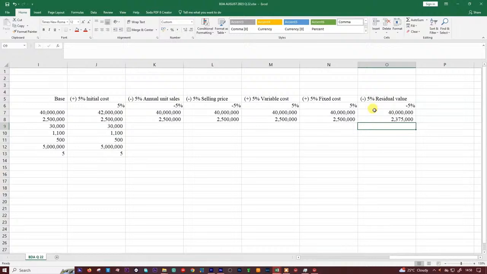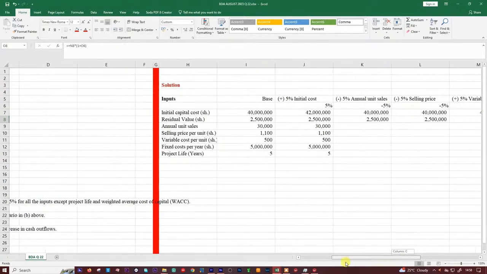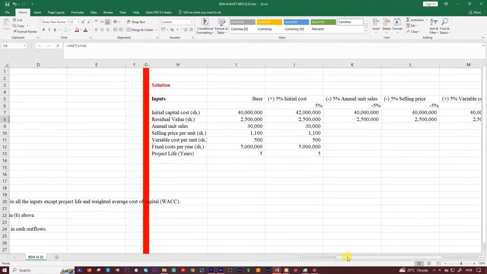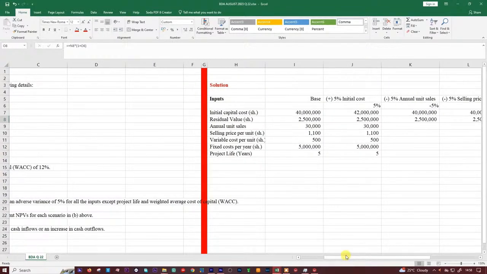The residual value represents an inflow of money when you sell the asset. So we are saying that at this point over here, a 5% decrease in residual value will cause it to be over there. So that's what we have. We proceed on to discuss the next item.